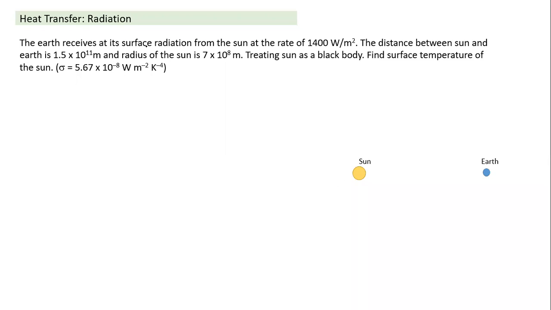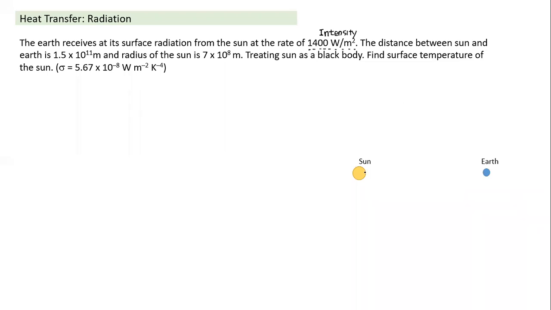Earth receives at its surface radiation from the sun at the rate of 1400 watts per meter square. We use some other term also for this. What is the term we use for something like this? Energy per unit area per unit time. This term is intensity. We have come across intensity in a number of cases. We use intensity also in the case of sound energy. Whenever I have to calculate intensity at a particular point, in calculation we take the area to be perpendicular to the direction of radiation.